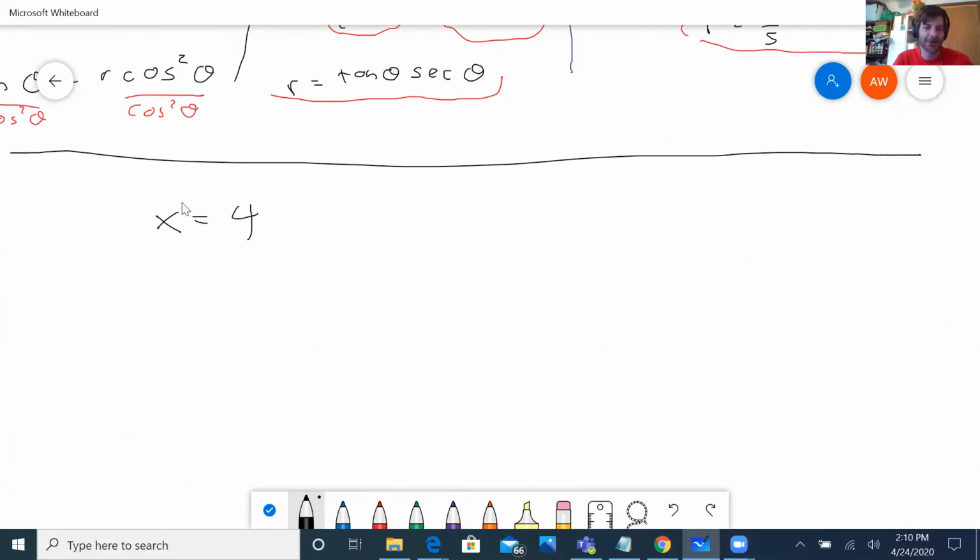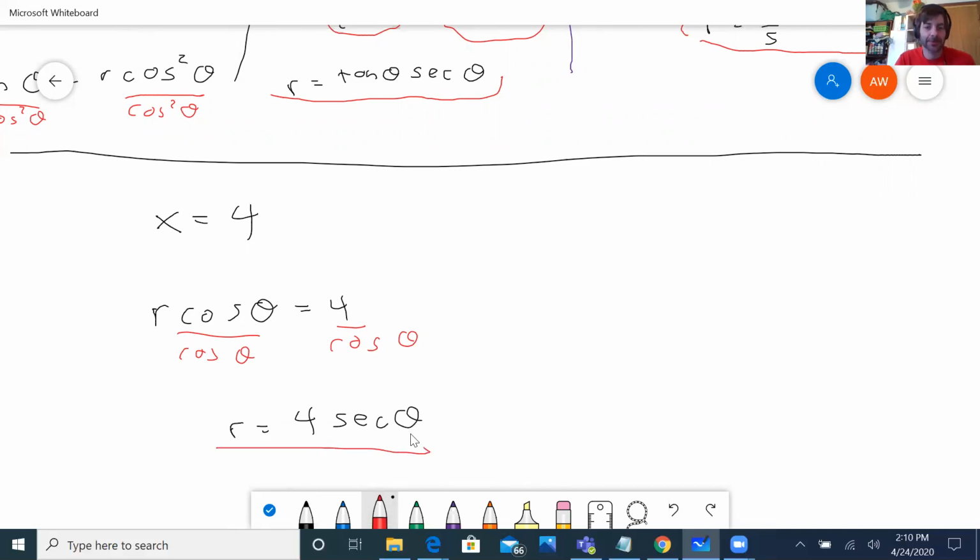x equals 4. Well, this one's pretty straightforward, right? x is r cos theta, so I'm just going to do that. But we like to solve it for r, so I'm going to go ahead and divide both sides by cosine. And 1 over cosine is secant. And there we go.